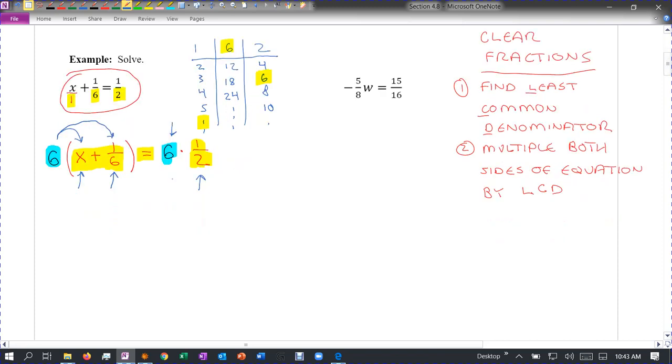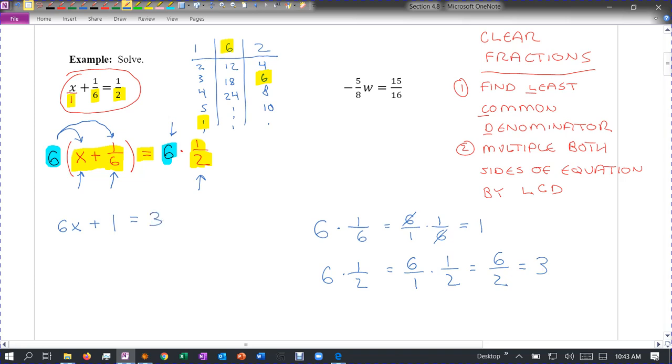Okay, so let's go ahead and distribute this through. 6 times x is 6x, plus, now what is 6 times 1/6? Well, that's the same as 6 over 1 times 1/6. Because 6 is 6 over 1, and then the 6s go away and you just get 1. So when we distribute that second time, we just get a 1, and then we have to do 6 times 1/2. So 6 times 1/2 is the same as 6 over 1 times 1 over 2, and we can multiply straight across. We get 6 over 2, which equals 3. So the right-hand side becomes 3.